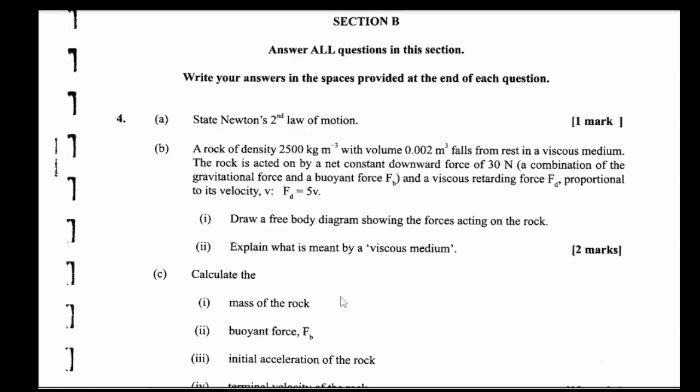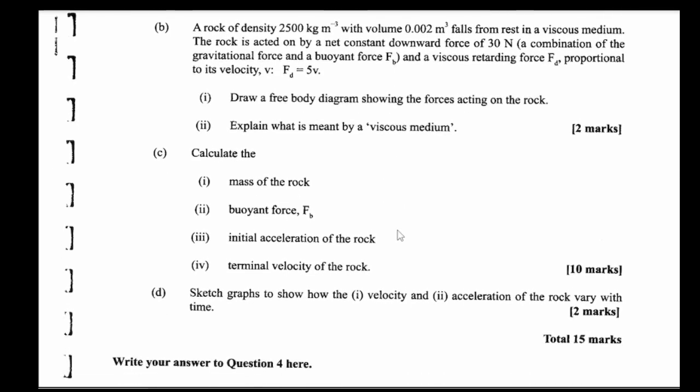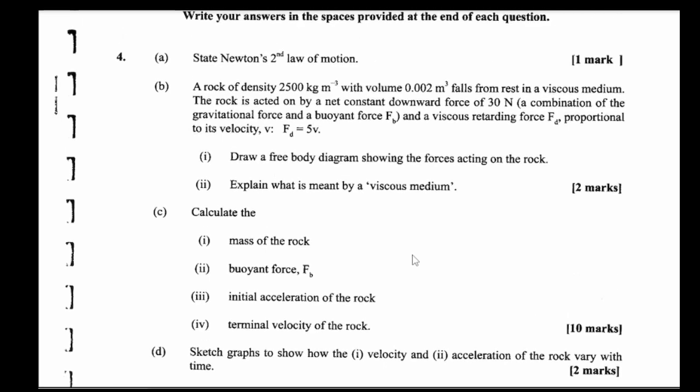In this video, we will be working through question number 4 on the 2012 CAPE Physics Unit 1 paper 2. Let's get right into it. So this is section B of the paper, and this is question number 4, which has parts A, B, C, and D as well. So part A asks us to state Newton's second law of motion.